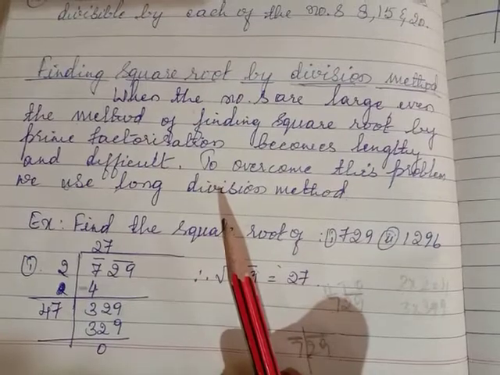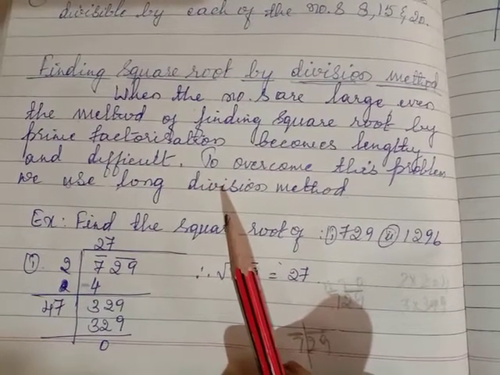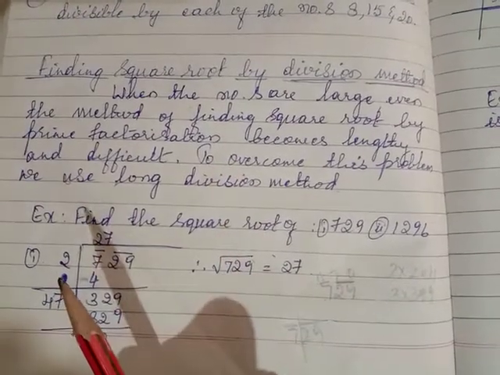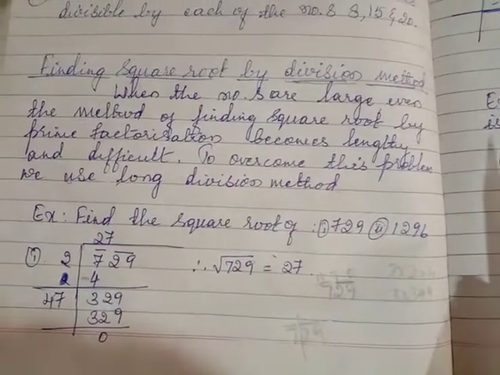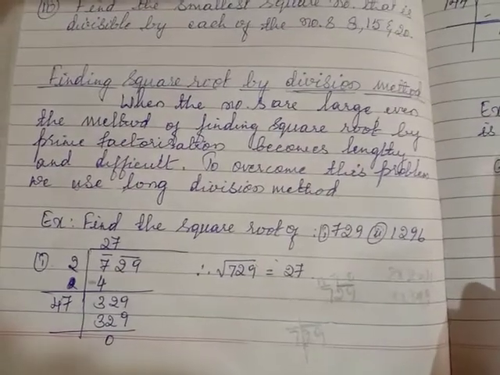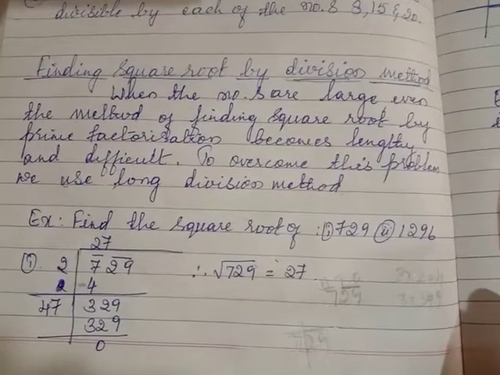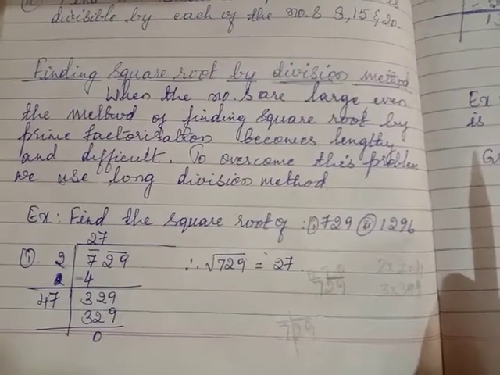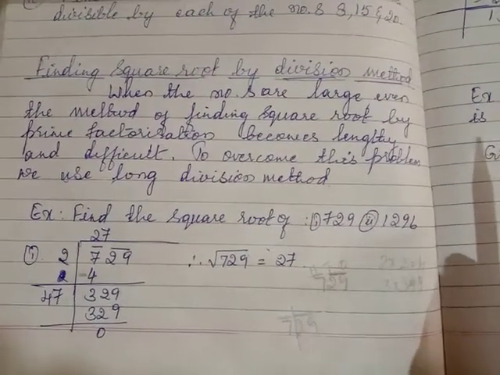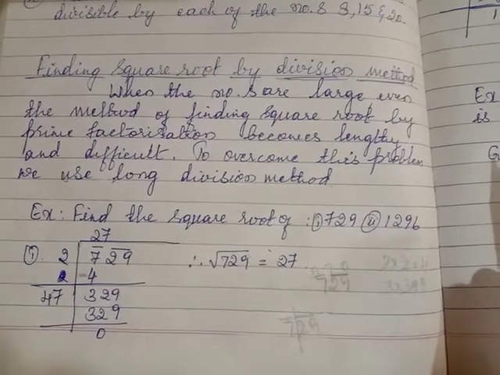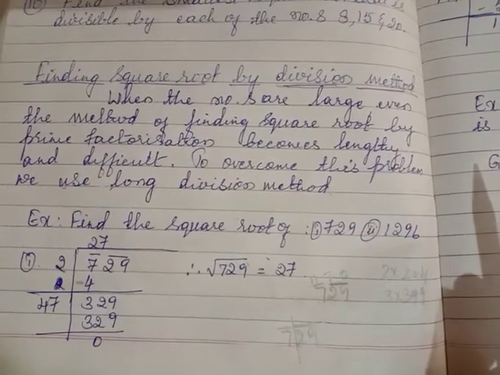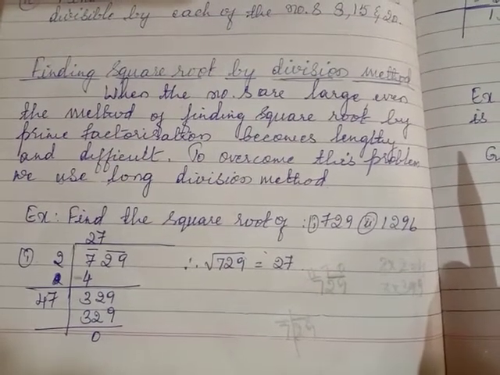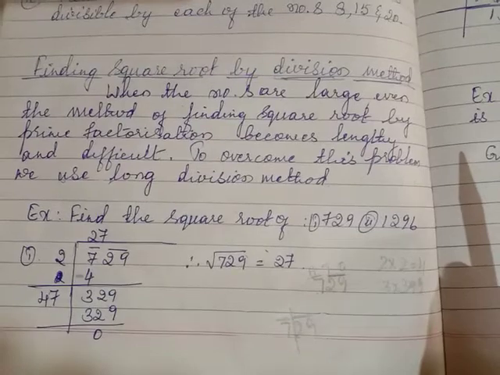We use this division method when the numbers are very big, because that is not possible by the prime factorization method. For very large numbers, prime factorization becomes very lengthy, difficult and time consuming. Therefore, to come out of that, we use the division method.